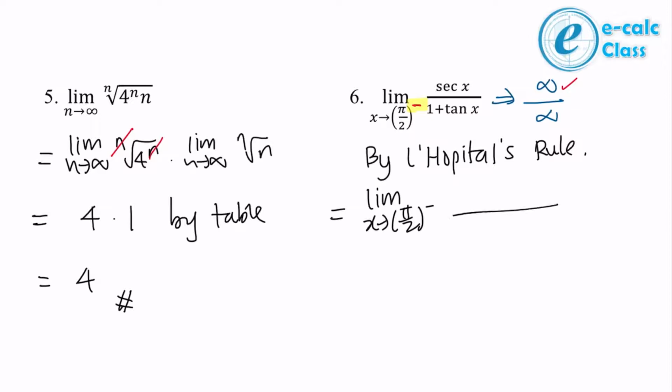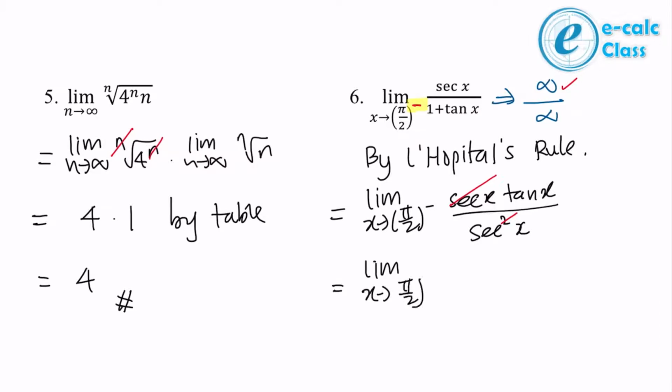The derivative of secant is secant x tangent x. Then no more 1 plus, because we differentiate. Differentiating 1 gives 0. Differentiating tangent x gives secant squared x. And very nice, this and that can cancel. Wait, should we cancel it? Okay, yeah, I think we should.